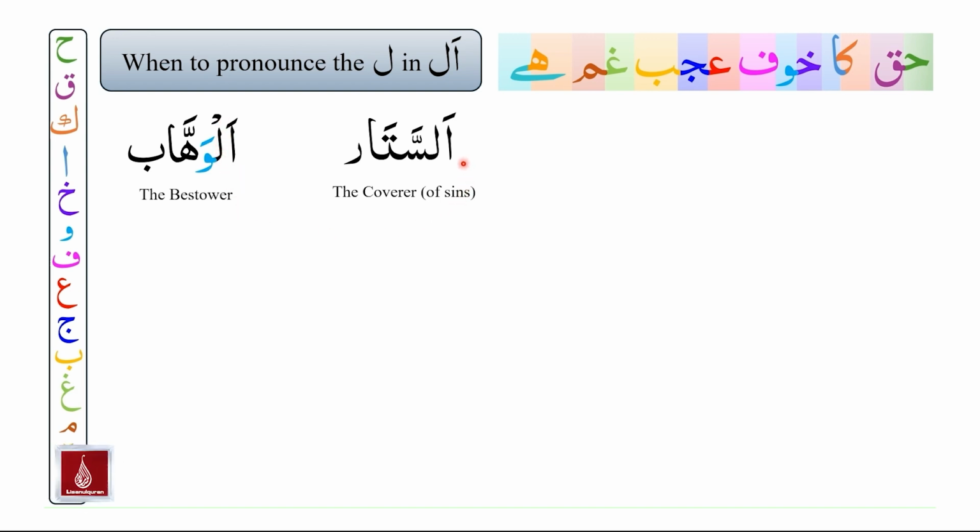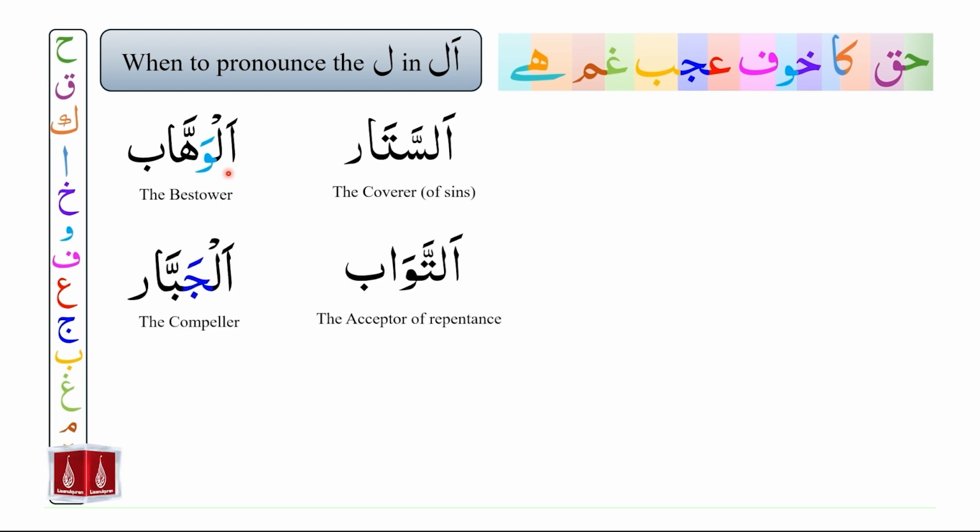In as-sattar, I do not see the seen in haq ka khauf ajab gham hai. There is no seen in this list of alphabets, so I will not be pronouncing the lam in as-sattar. Here I will say al-wahhab, here I will say as-sattar. So this list of alphabets refers to the alphabets that will follow the lam in al.